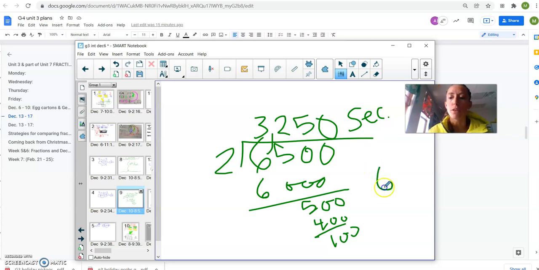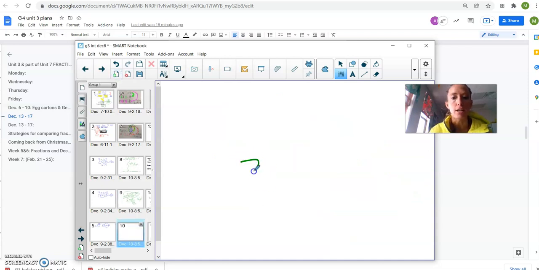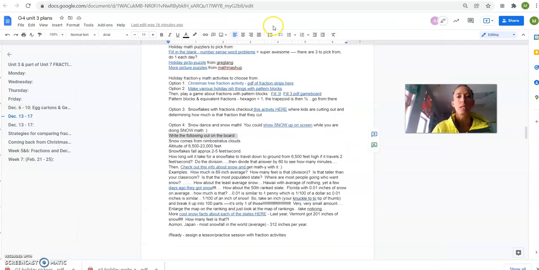So then I'm like, okay, well, there's 60 seconds in a minute. So now let's take this and divide it by 60. Now, if they're already not with you, then you could take a calculator and take 3,250 and divide it by 60. And then we see that it takes about 54 minutes, which is really close. If there's 60 minutes in an hour, pretty much an hour for that snowflake to travel down to the ground from the lowest cloud. Yeah, so that was pretty amazing.